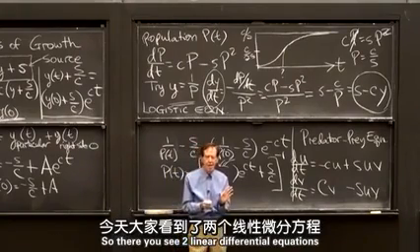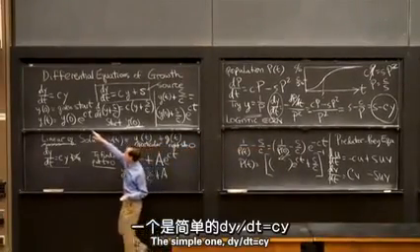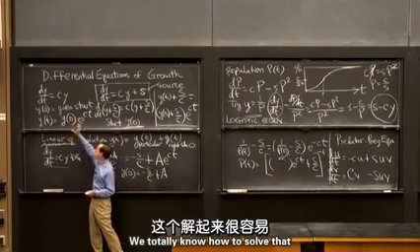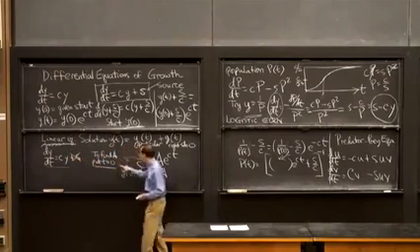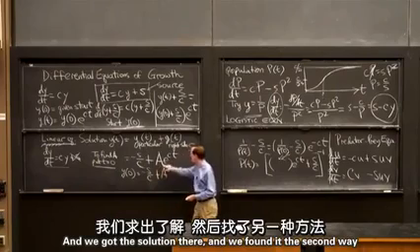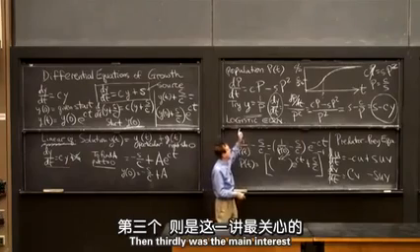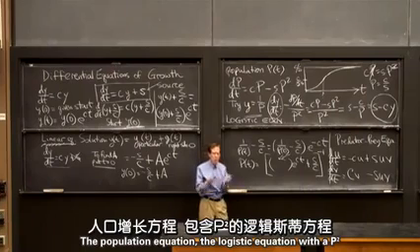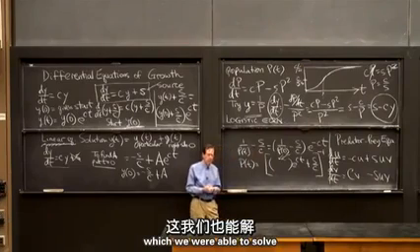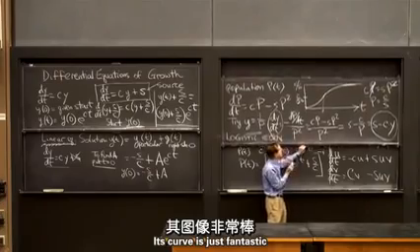So there you see two linear differential equations. The simple one, dy dt equals cy. We totally know how to solve that. Now with a source term s, we're okay, and we got the solution there, and we found it a second way. Then thirdly was the main interest, the population equation, the logistic equation with a p squared, which we were able to solve and graph the solution. That S curve is just fantastic.